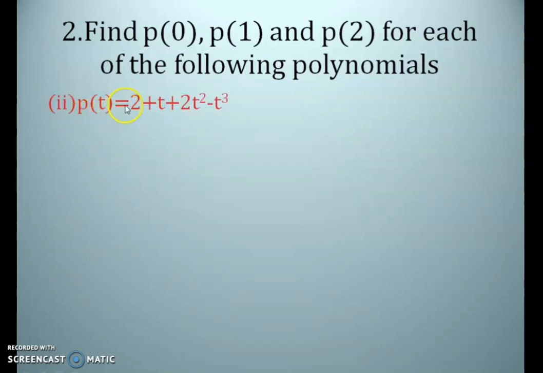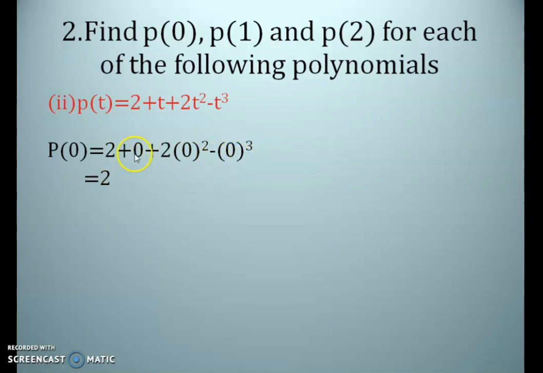P of t equal to 2 plus t plus 2t squared minus t cube. So we have to find p of 0, p of 1 and p of 2. P of 0, we will substitute 0 in the place of t. It is 2 plus 0 plus 2 into 0 squared minus 0 cube. So we'll get 2 as the answer.